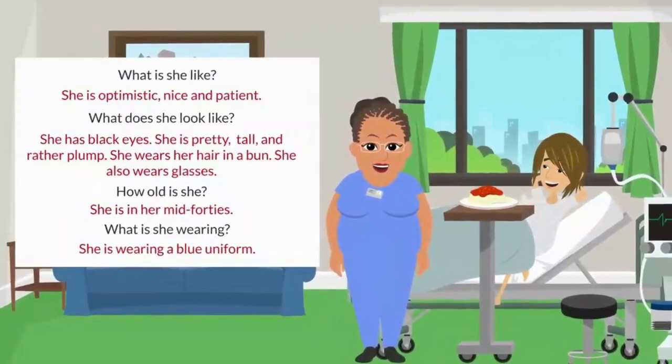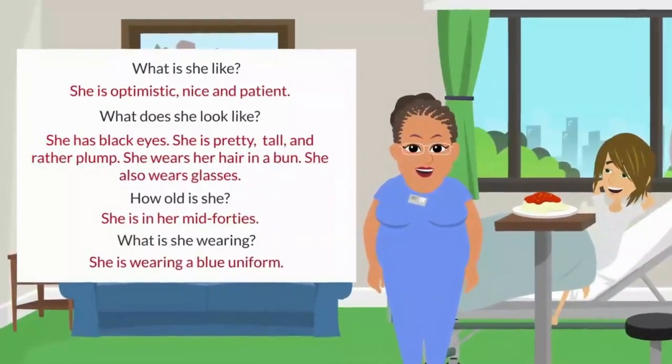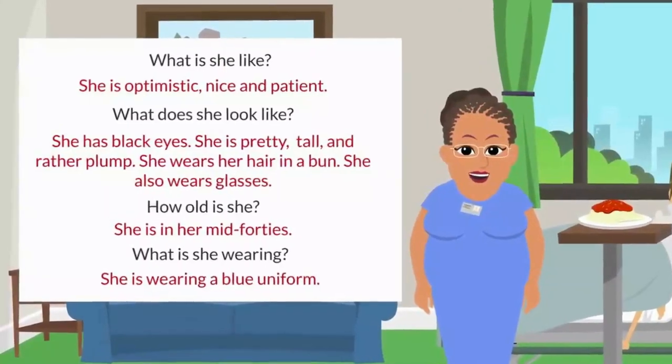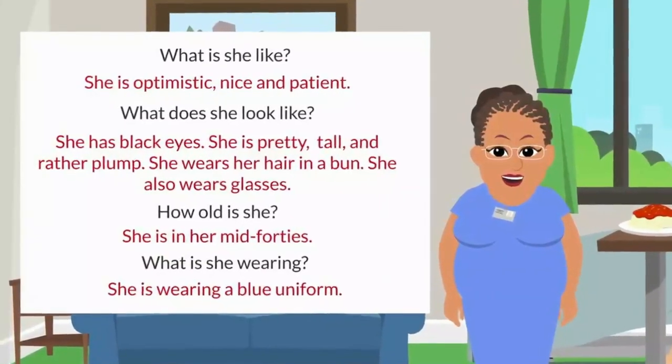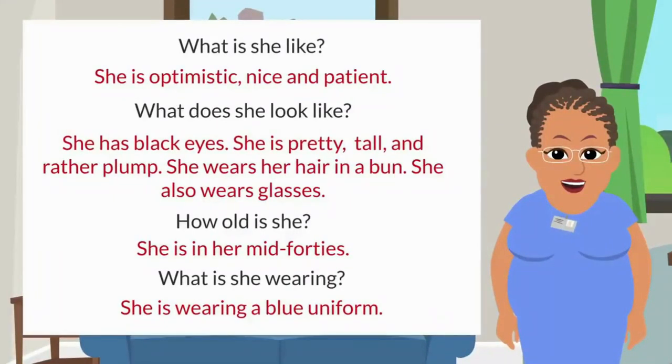What is she like? She is optimistic, nice and patient. What does she look like? She has black eyes. She is pretty, tall, and rather plump. She wears her hair in a bun. She also wears glasses. How old is she? She is in her mid-40s. What is she wearing? She is wearing a blue uniform.